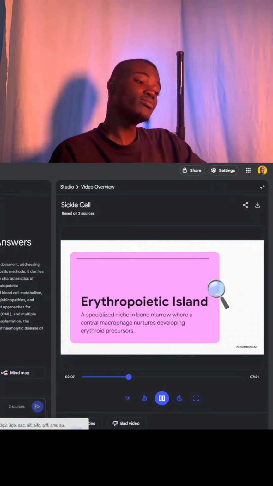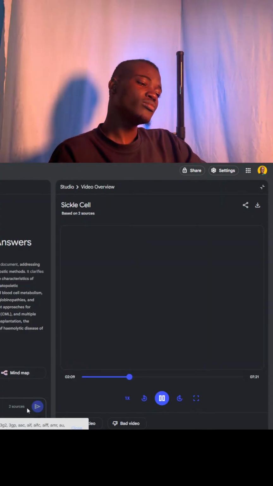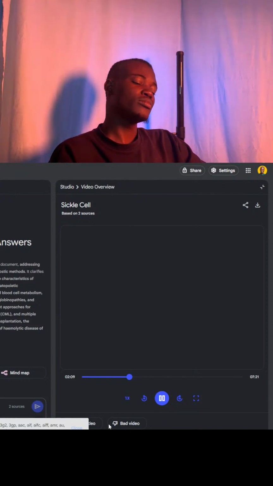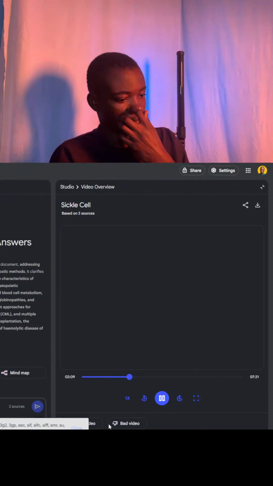And within this factory, you've got these specialized little nurseries called erythropoietic islands. Right at the center of each island is a big macrophage cell, and it acts like a nursemaid. It provides iron, it provides crucial growth signals, basically nurturing all these young red blood cells as they develop.